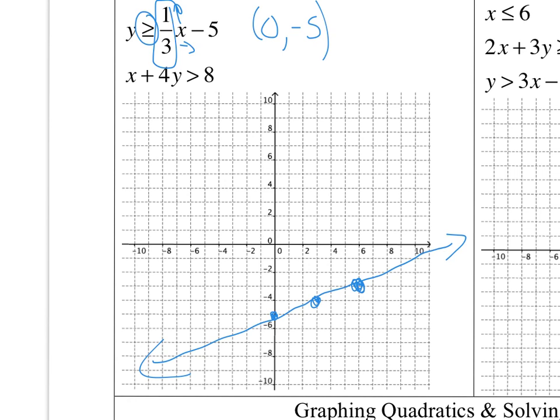Now it says greater than or equal. So I said plug in 0, 0. So 0 is greater than or equal to -5. Is that true? Come on, you know the answer. 0 is indeed greater than -5. So you go there.